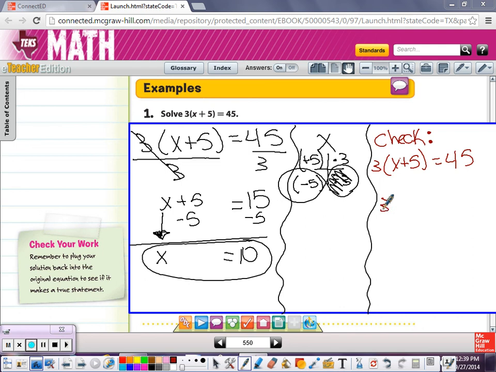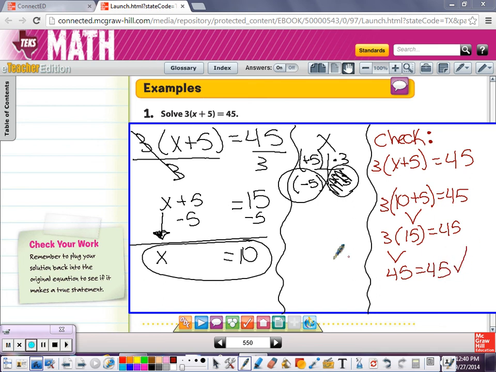So it becomes 3 times 10 plus 5, we hope equals 45. Using PEMDAS, I do parentheses first. I have addition, so 10 plus 5 is 15 times 3. Now I have multiplication left over, 3 times 15. That is 45. That also equals the answer on the right-hand side. So since these two things are equal, I know this answer is correct.